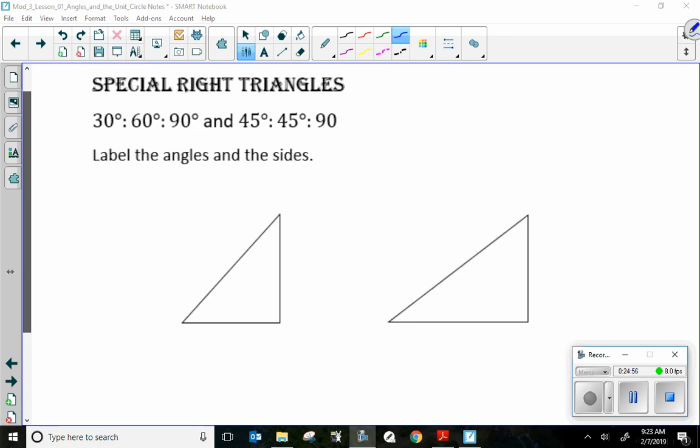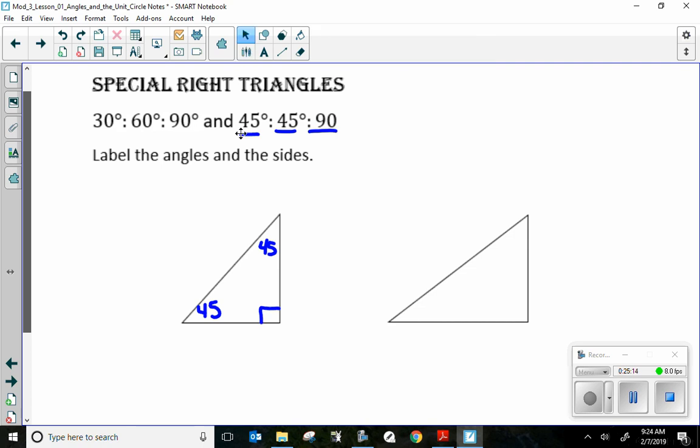Okay, special right triangles. This is it. This is the money shot here. We have two triangles here, and we have a 45, 45, 90, which is this one on the left. This is 45 degrees. This is the same measurement, 45 degrees. This is 90. And we have a 30, 60, 90 triangle. This is 30 degrees. That's the smaller angle. This is 60 degrees. That's the larger of the two angles that are not right angles. And this is our right angle, 90.